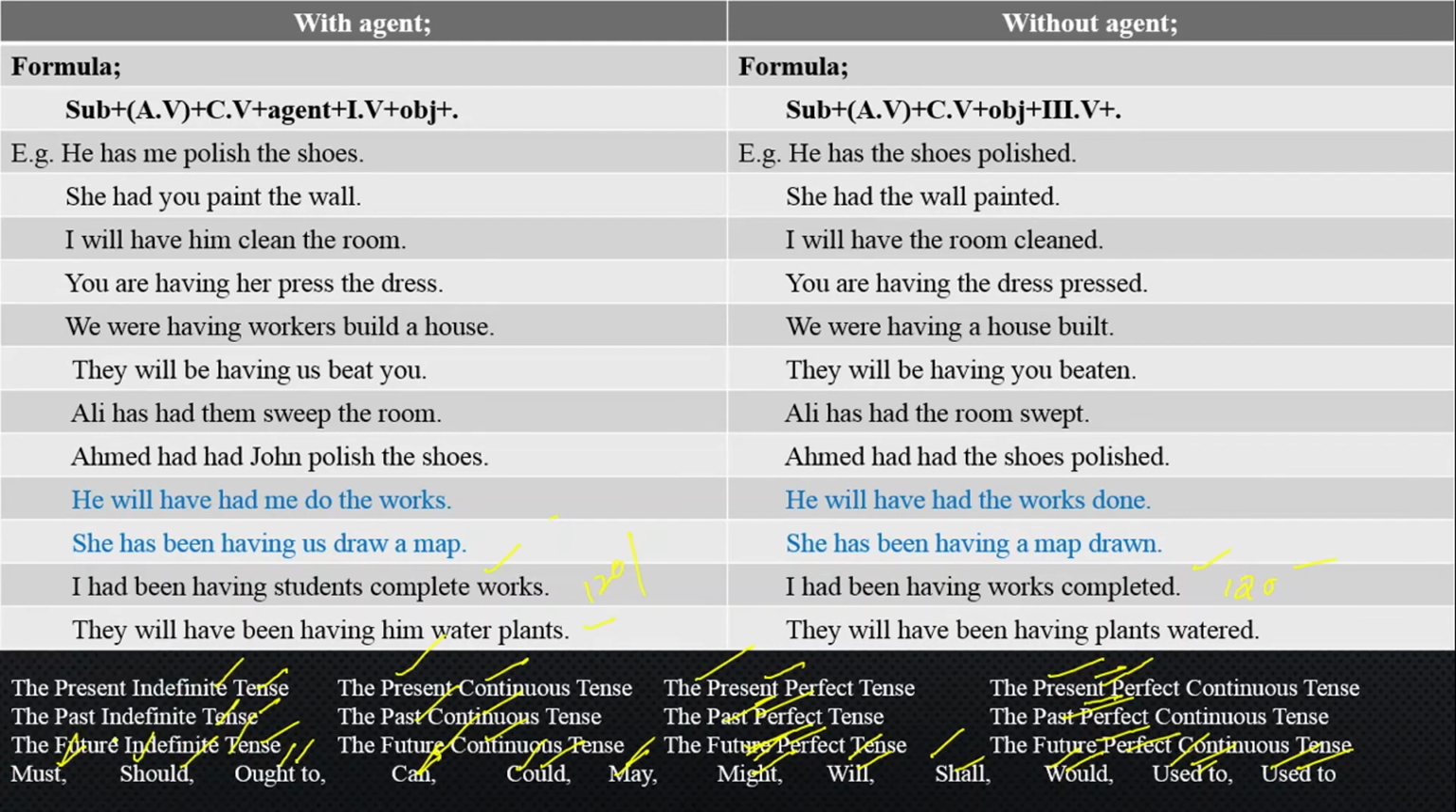They must have him water plants, they must not have him water plants. Must they have him water plants, must they not have him water plants? Mustn't they have him water plants? They should have him water plants, they should not have him water plants. Should they have him water plants, should they not have him water plants?